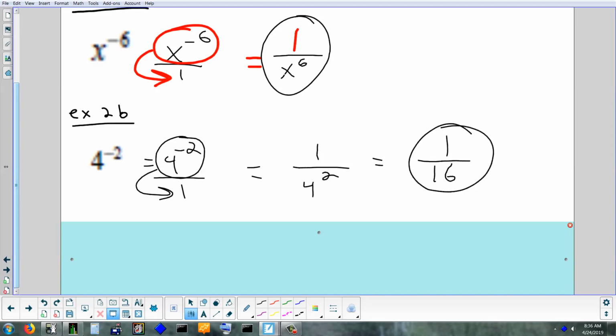Guys, on your notes, Brady just pointed out a little typo to me. For the second one, it says 2C. Just change it to 2B. I know some of you guys already did.